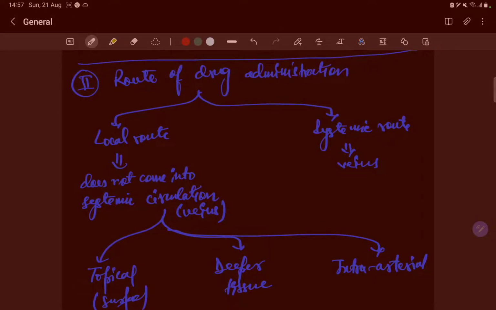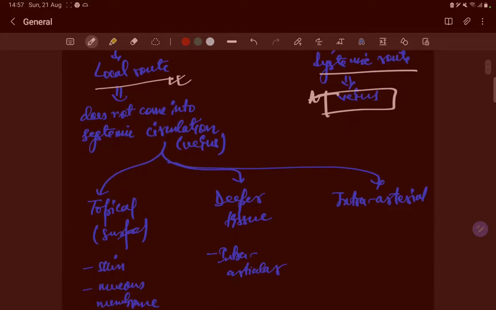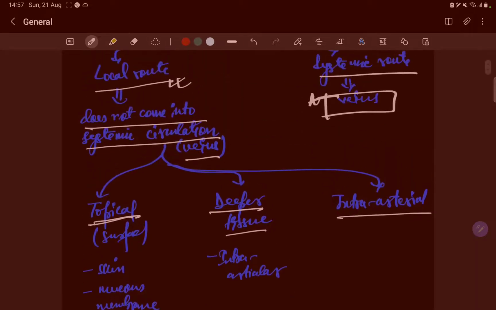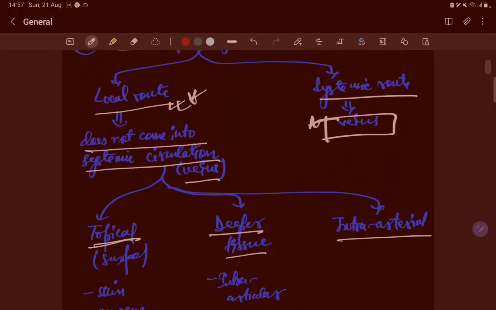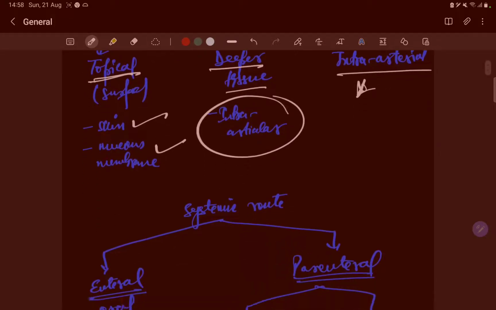Now the second thing that is very important is the route of administration. The routes are the local route and the systemic route. In the local route it is important that the drug does not come into systemic circulation or veins. In the local route there is topical, which is surface, so skin and mucous membrane, and deeper tissues like intra-articular and intra-arterial, where the drug is given inside the artery.